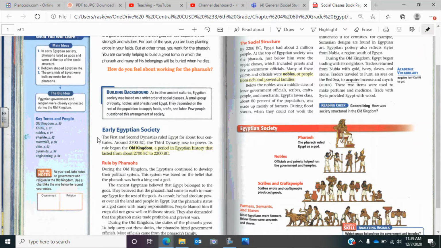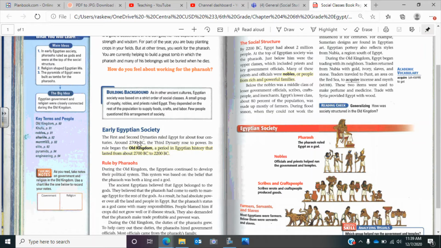Now we're here to early Egyptian society. The first and second dynasties ruled Egypt for about 4 centuries. So if you remember, a dynasty is a family of rulers. So it'd be like a father and his son and then the next son. So they'd be a dynasty. And so there was 2 different families that ruled for about 4 centuries, which is about 400 years.